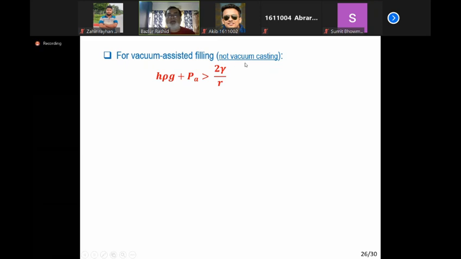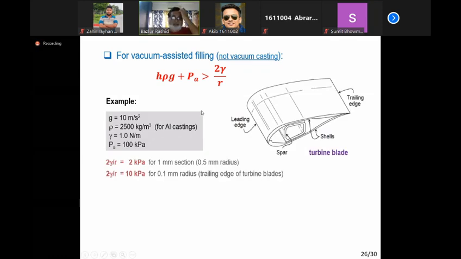So vacuum casting is different from vacuum assisted filling. In vacuum casting, everything, that means the filling and the mold, is kept inside the vacuum. That's why the vacuum doesn't have any help. But in vacuum assisted filling, the mold is kept in the vacuum, but the filling is done normally. Okay, let's see how it helps.